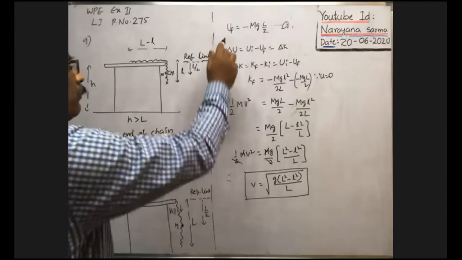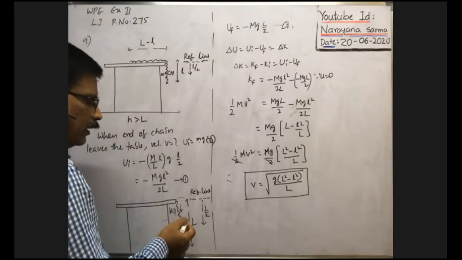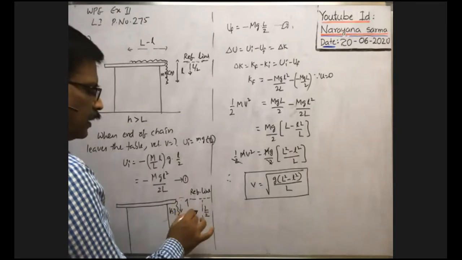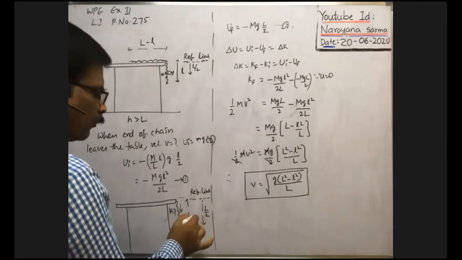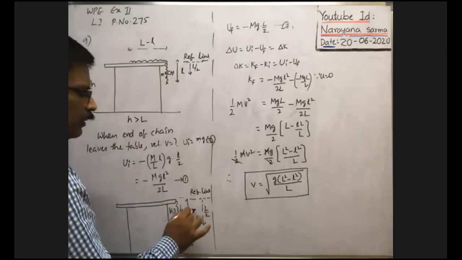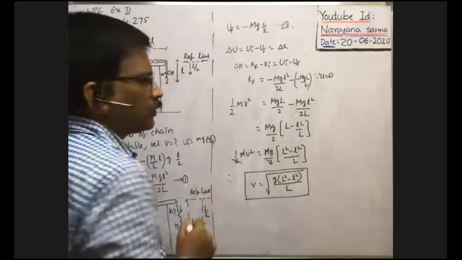So U_F is equal to minus the mass of this entire chain, capital M, into g into the distance of the center of mass, L by 2. Actually, mg into h we have to write. Mg into the center of mass is at a distance below the reference line, at a distance L by 2. That's why mg into minus L by 2 we have to write. Of course, I have written directly minus MgL by 2.